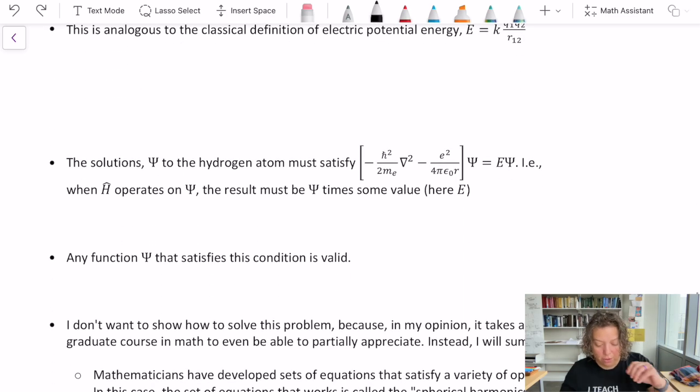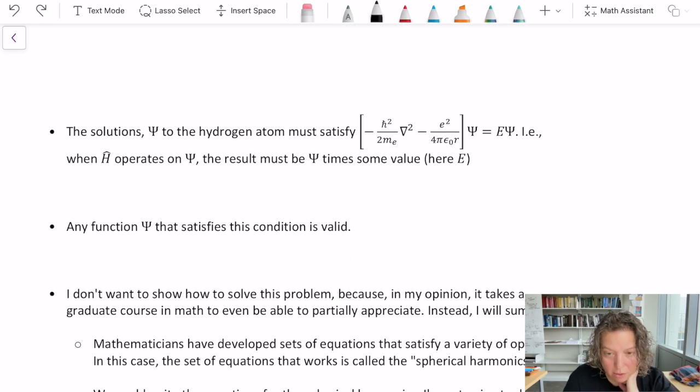Okay, so the solutions to the Schrödinger equation for the hydrogen atom must satisfy H psi equals E psi. So if we take the Hamiltonian and fill in those terms, this is what we get. Basically, this is saying that if I take the second partial derivative of all three dimensions of my function psi, plus this potential energy term there, I need to be able to recover this function.